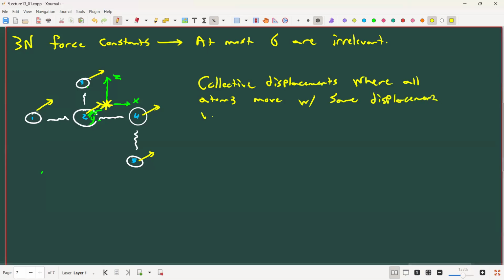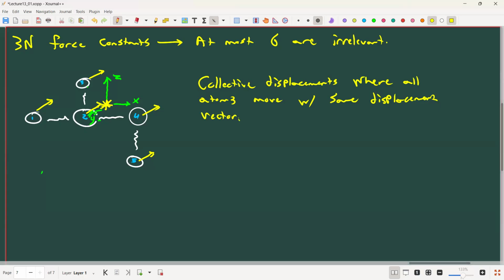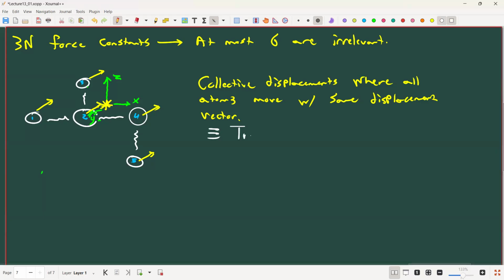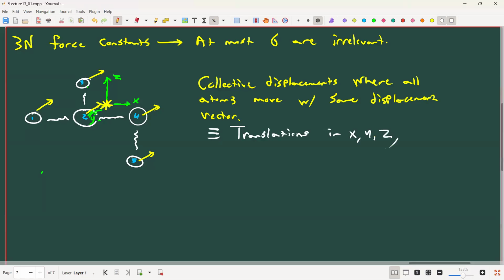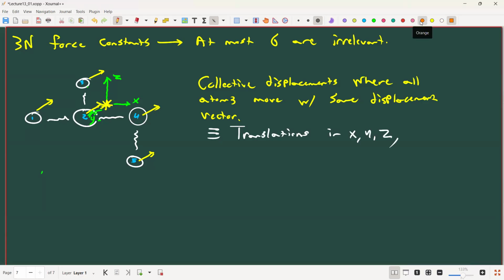Well, all I'm doing is just taking the molecule up and moving it. That's all I'm doing. I'm not moving anything relative to each other. Everything's moving together. So I'm just taking the molecule and putting it somewhere else. These are translations, in X, Y, Z. And so by definition, there's no force for this. You can just move the molecule freely. There's no force on it.